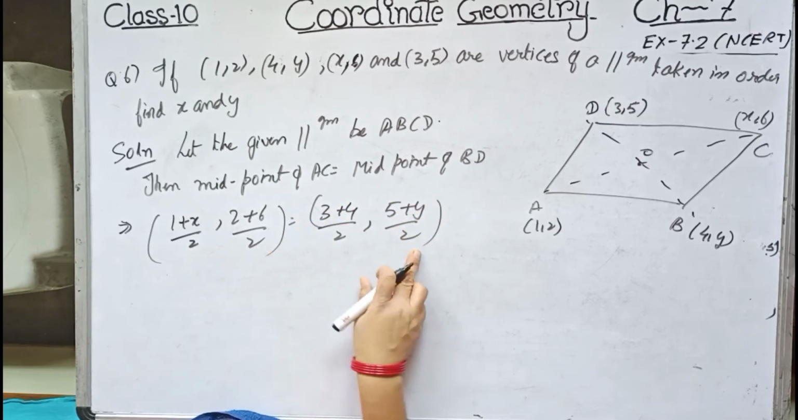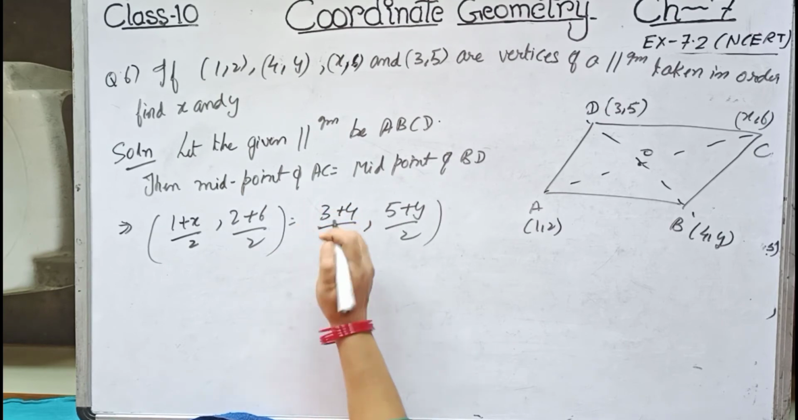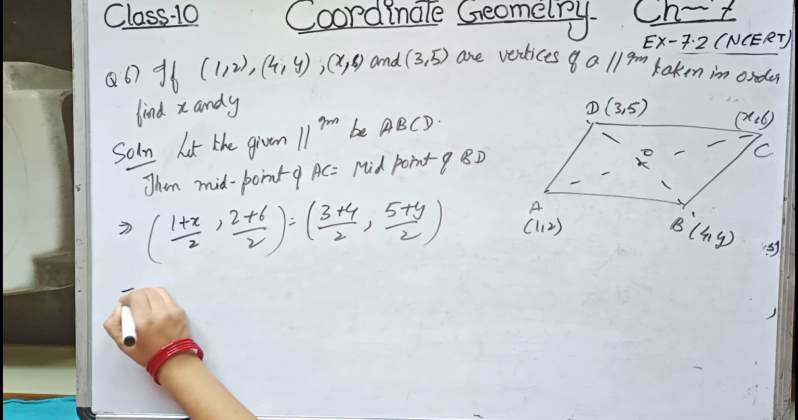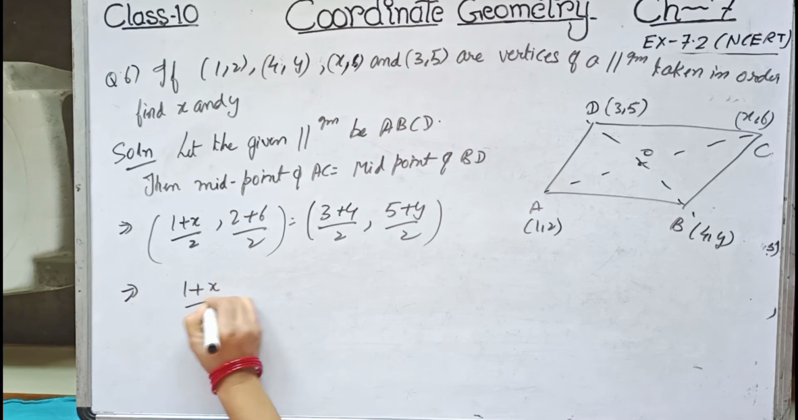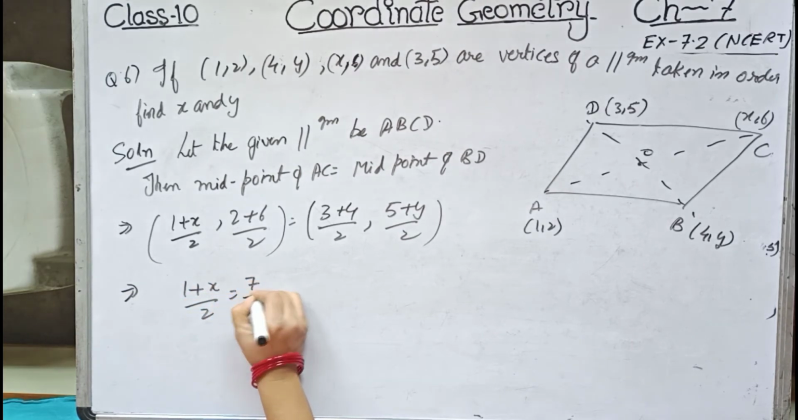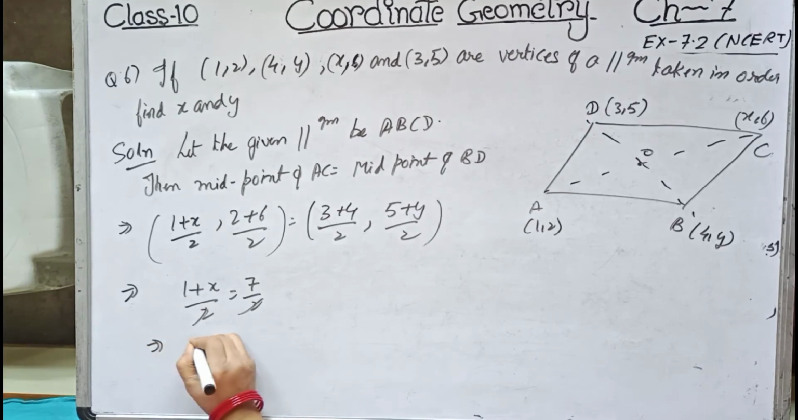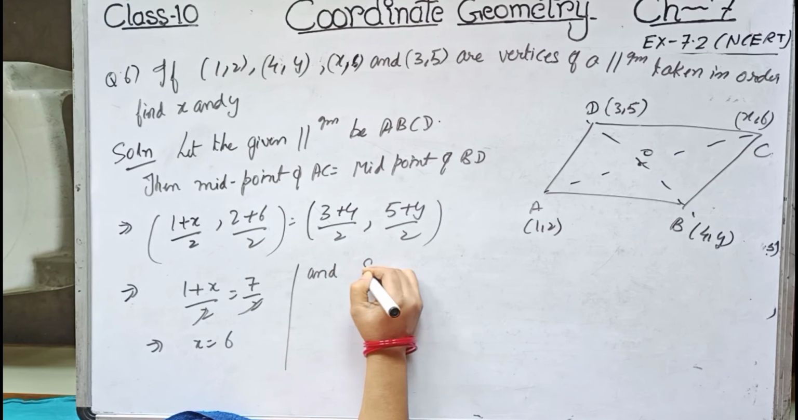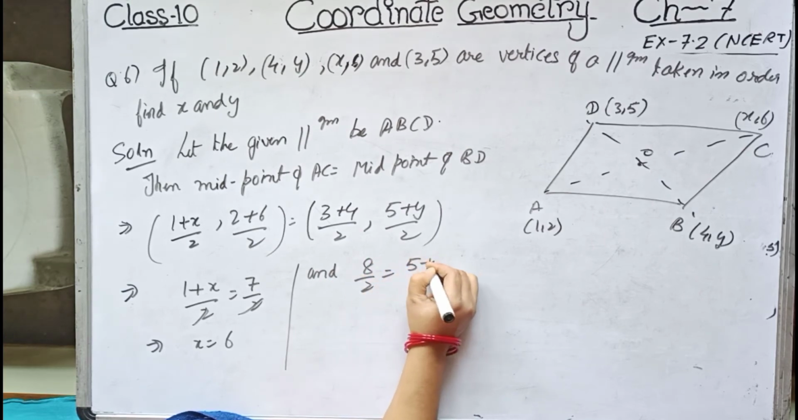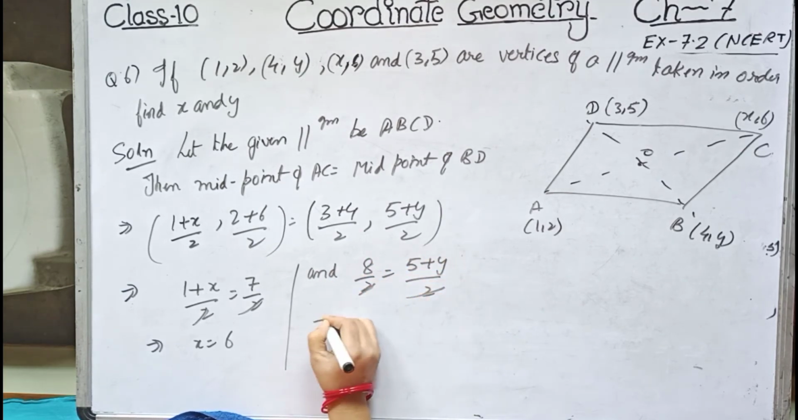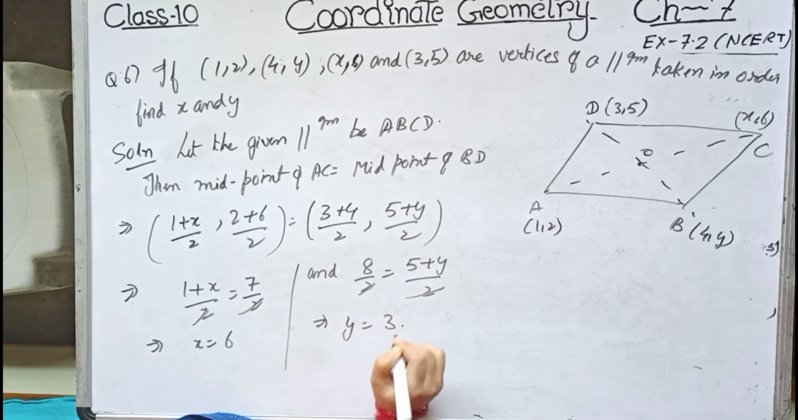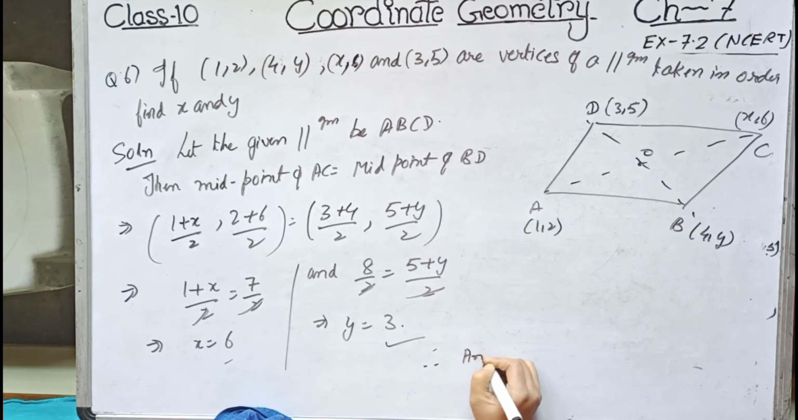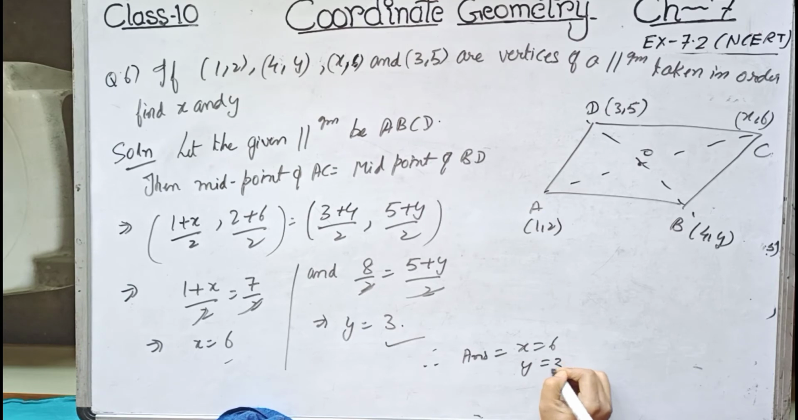So now we will be equating the x and the y coordinates respectively, and we'll be getting the value of x and y. This implies (1 plus x) by 2 equals 7 by 2. This implies x is equal to 6, and 8 by 2 is equal to (5 plus y) by 2. This implies y is equal to 3. So we got the value of x and y. Therefore the answer is 6 and 3.